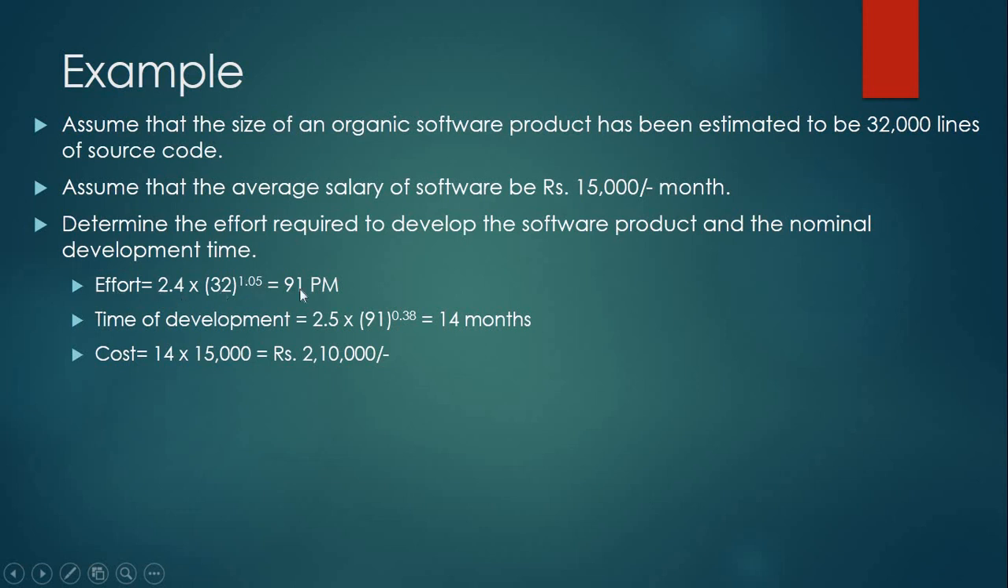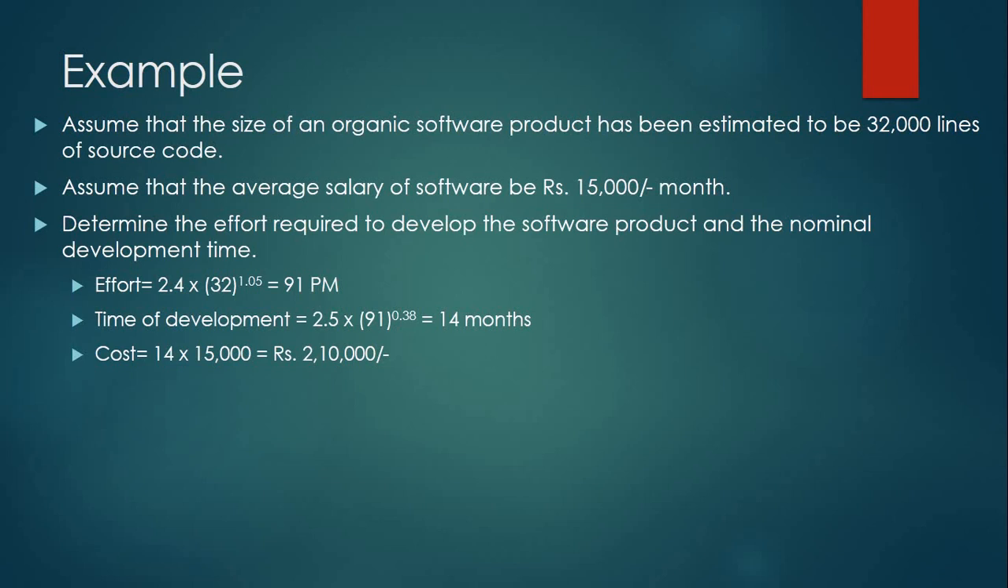So our effort will be 91 person-months. To calculate the time, we have 2.5 into effort, so 91 raised to 0.38. This gives a result in number of months, so we will have 14 months. Our one month cost is 15,000, so our total cost will be 14 months into 15,000, which is equal to 2,10,000. So this will be the cost of our project, 2,10,000.